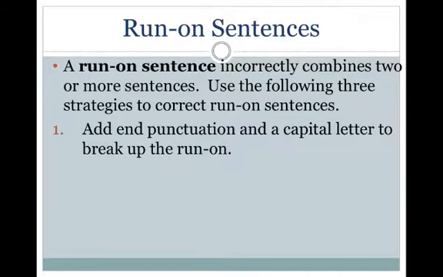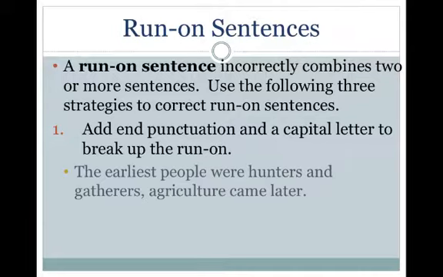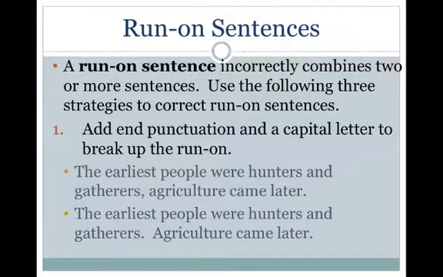First, add end punctuation and a capital letter to break up the run-on. For example, the earliest people were hunters and gatherers. Agriculture came later. This is a run-on sentence. We're going to make it into two. The earliest people were hunters and gatherers. Agriculture came later.